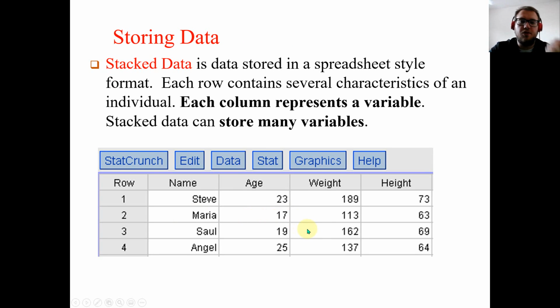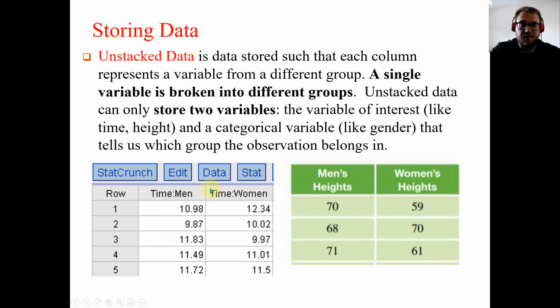So storing data. Stacked data is data stored in a spreadsheet style format, so like Excel. Each row contains several characteristics of an individual, so each column represents a variable, and stacked data can store many variables. So we have name, age, weight, and height, and this would be an example of stacked data.